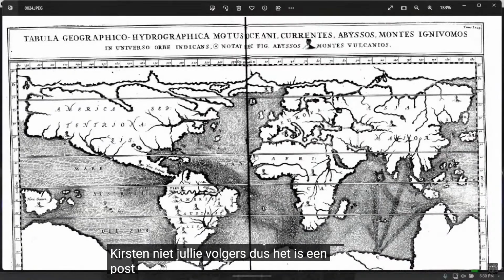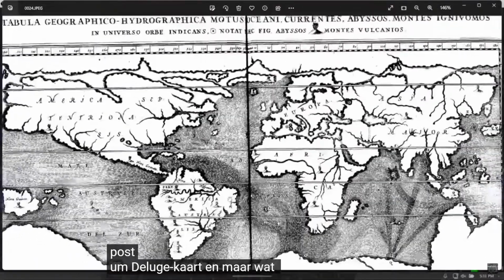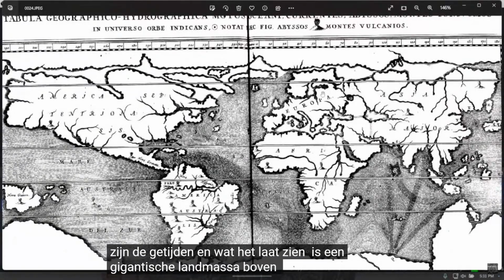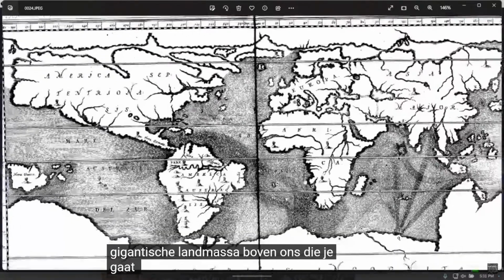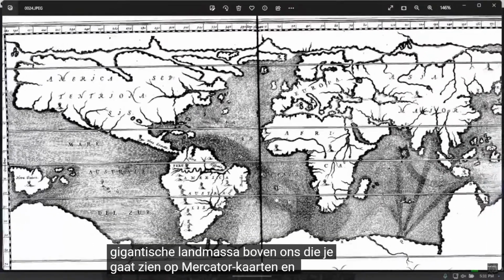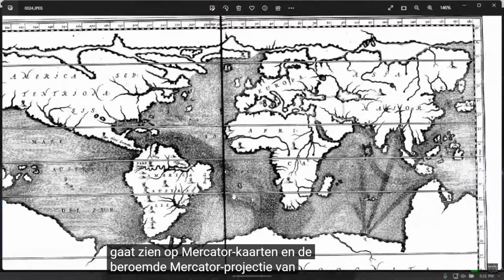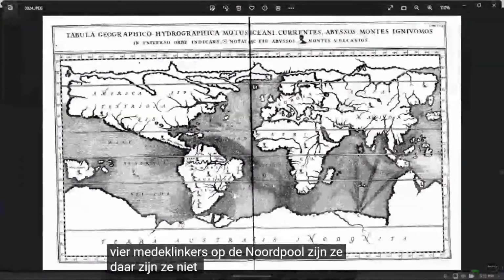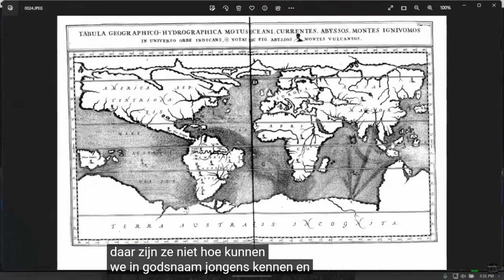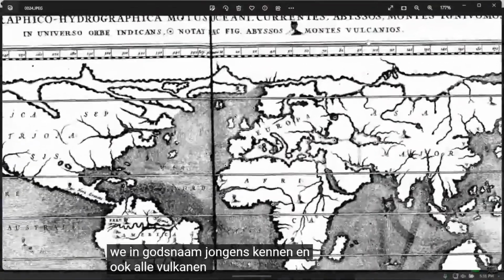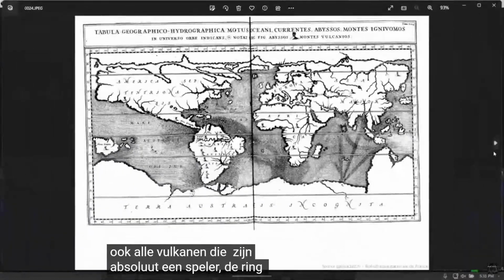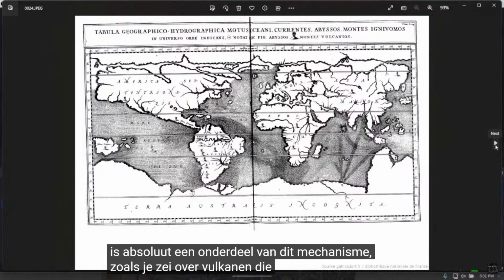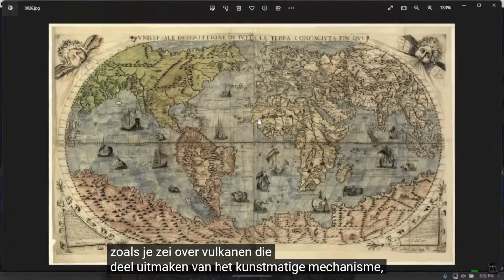So it's a post deluge map, but what it does show is the tides, and it shows a giant landmass above us, which you're going to see on Mercator maps, and the famous Mercator projection of 4 continents at the North Pole. Are they there? Are they not? How can we know, guys? And all the volcanoes as well, which are definitely a player. The Ring of Fire is definitely a part of this mechanism, like you said about volcanoes being a part of the artificial mechanism.